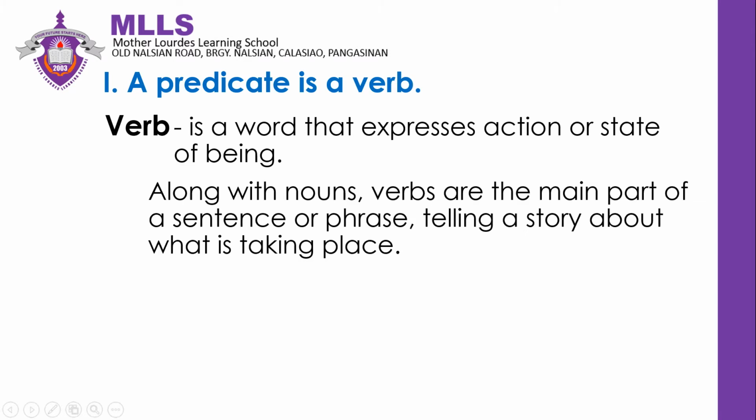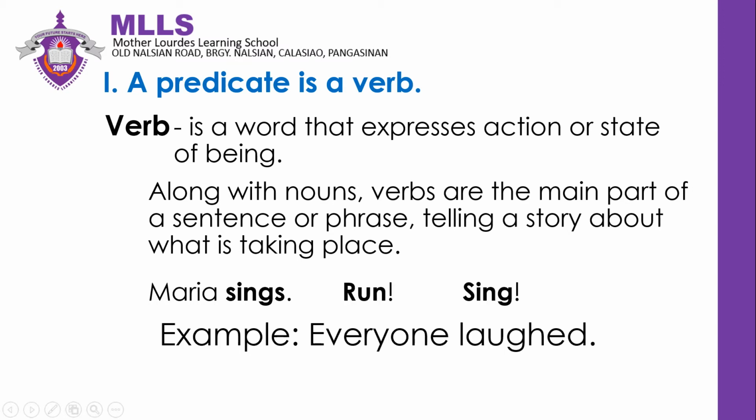Along with nouns, verbs are the main parts of a sentence or phrase, telling a story about what is taking place. In fact, without a verb, full thoughts cannot be properly conveyed, and even the simplest sentences such as Maria sings have one. Actually, a verb can be a sentence by itself, with the subject in most cases implied, such as run and sing. Example sentence: everyone laughed. The word laughed is the verb in the sentence and also the predicate.